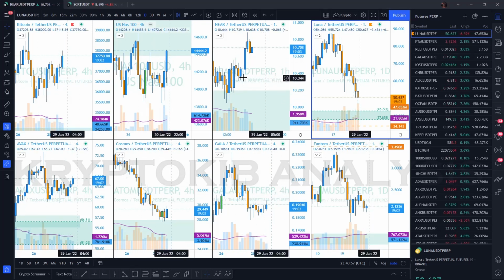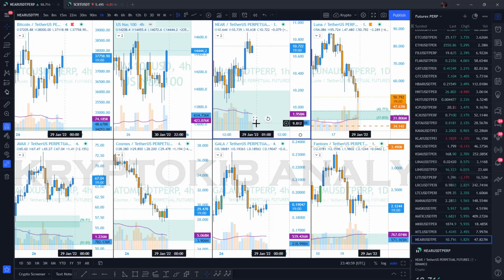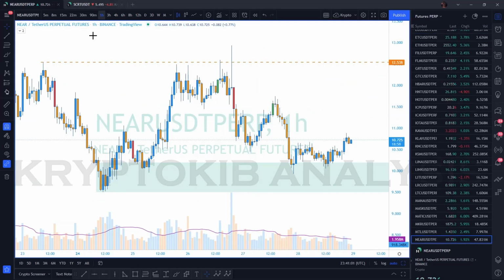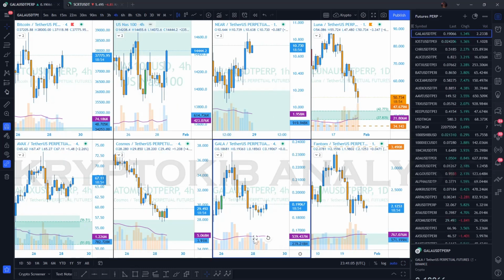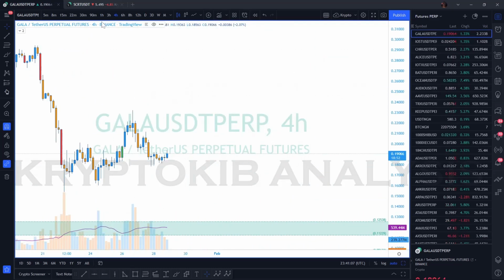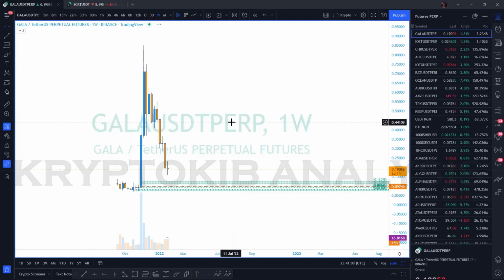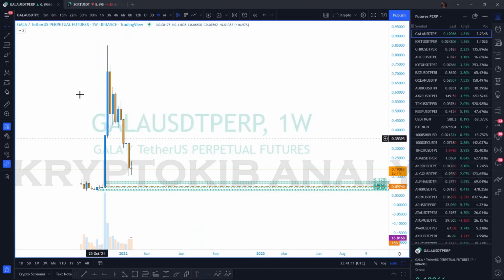Which chart should I use? Okay, let me use this. Sorry for taking your time there. Okay, I want something clear because I do not want to go into this candle. So let's use this too.